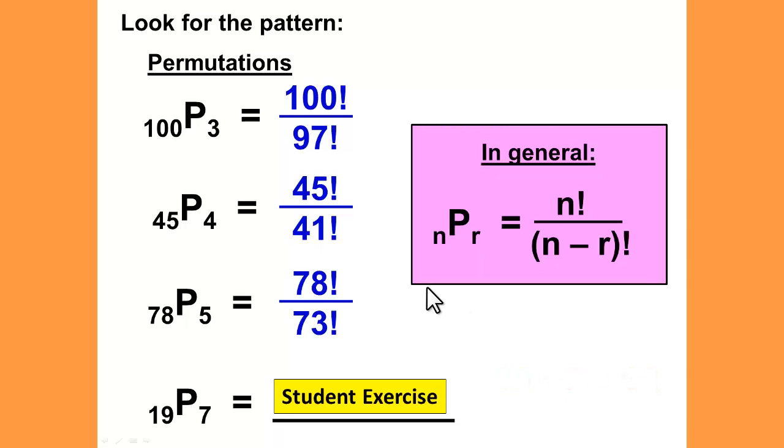In general, our formula is nPr, n being your total, r being the number of selections you're making, is n factorial over the difference between n and r, n minus r, factorial.